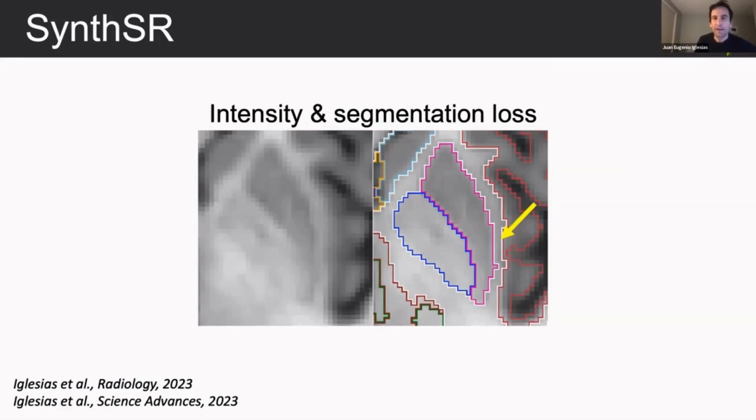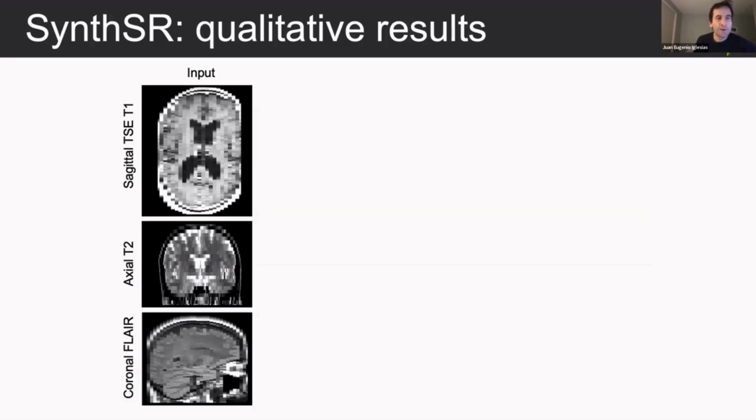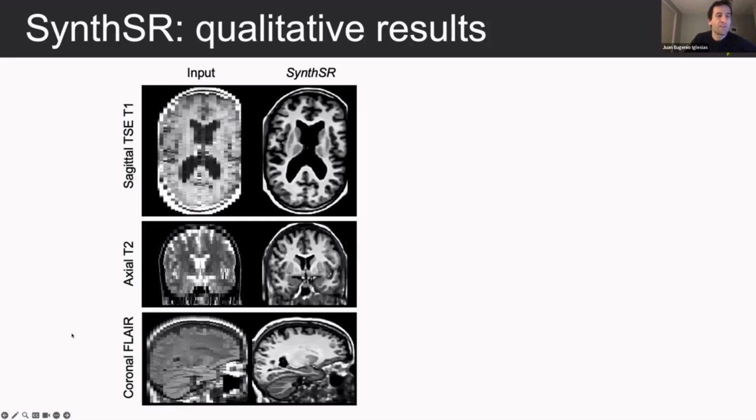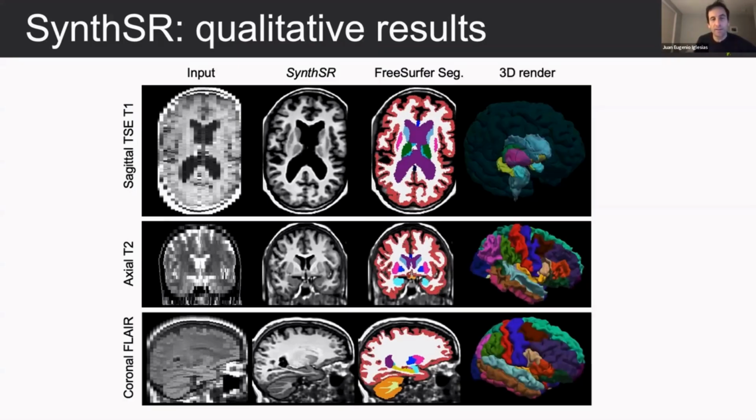We also used the same tricks to build tolerance to pathology, adding fake white matter lesions like these ones here. And qualitatively, it looks pretty nice. These are 3 inputs with 3 different orientations, resolutions, and contrast. Upstairs is a turbo spin echo T1 sagittal, this is an axial T2, and a coronal FLAIR. And this is what SynthesR looks like. It's giving you these pretty 1 millimeter isotropic images, no matter what you throw in. You can segment them with FreeSurfer and get segmentations like this. You can get your cortical reconstructions with your parcellations and so forth.